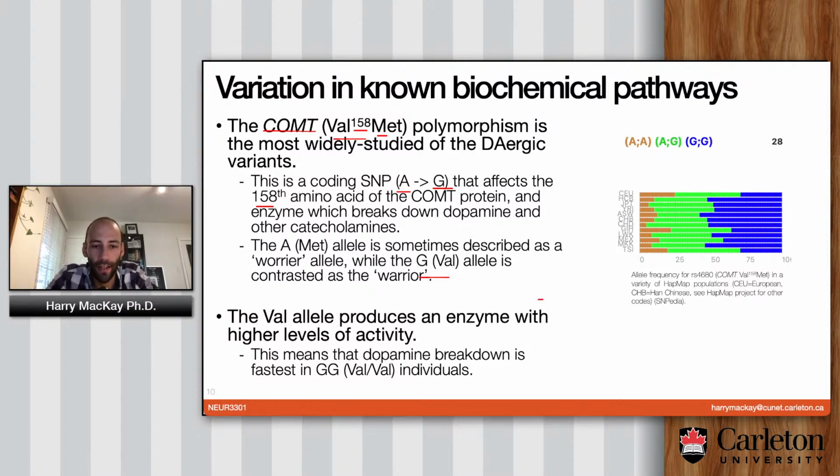And the Val allele, the warrior, produces an enzyme that has higher levels of activity than the other allele. So that means dopamine is broken down faster in people with this so-called warrior allele, and people who are homozygous for it, i.e. they have valine, GG alleles, they are the ones with the absolute highest rate of dopamine breakdown.